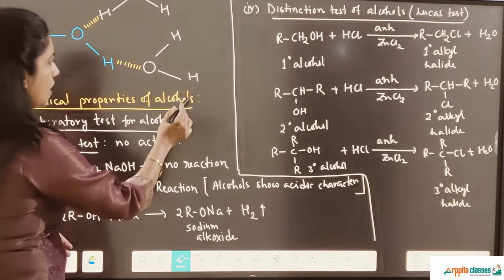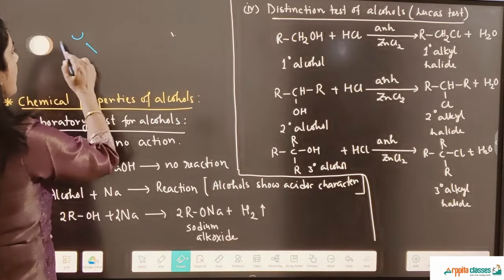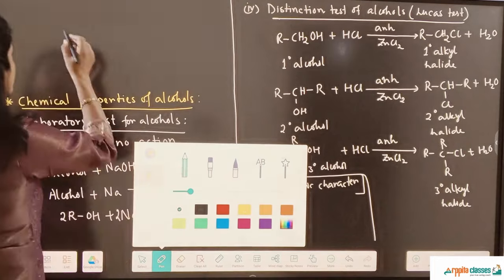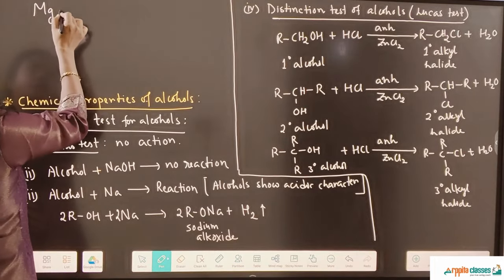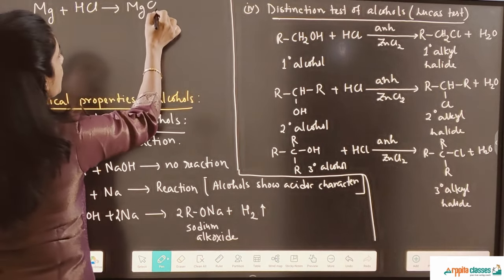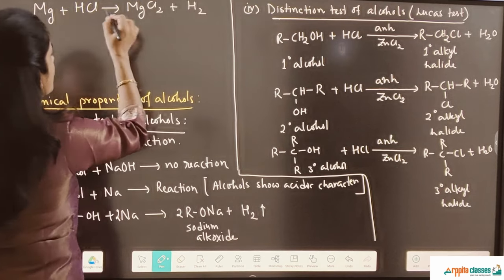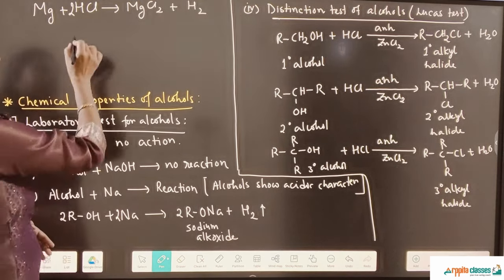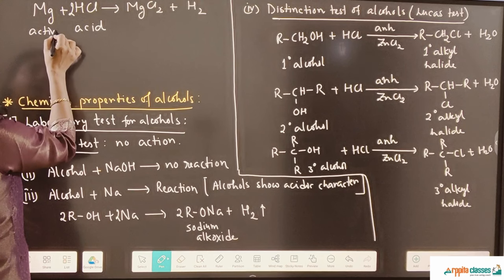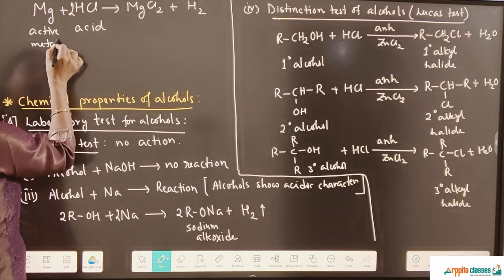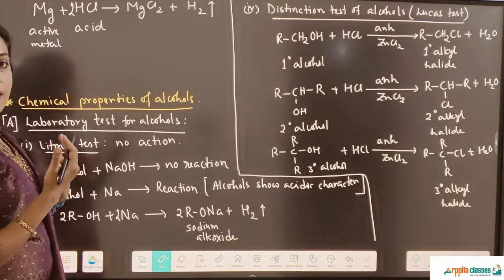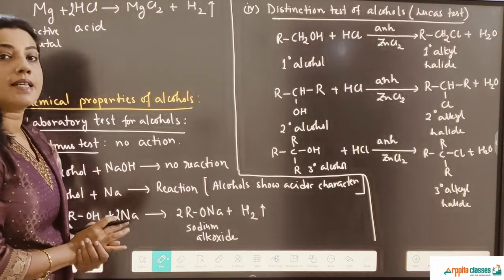Now here, we know there is a reaction of acids where acids react with active metals to produce hydrogen gas. For example, Mg plus HCl gives you MgCl2 plus hydrogen. So this is a property of acid. Hydrochloric acid is an acid. When it reacts with an active metal, it liberates hydrogen gas, which is a property of an acid. So any substance which shows this reaction will have acidic property.